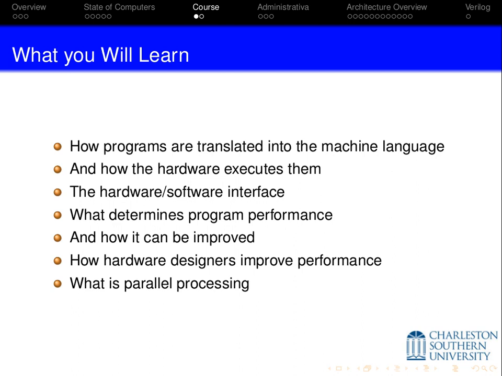What determines the performance of a program? It's actually not very intuitive, but once you learn it, it's pretty straightforward. How can we improve it? How do we improve performance? And then, of course, there is parallel processing.